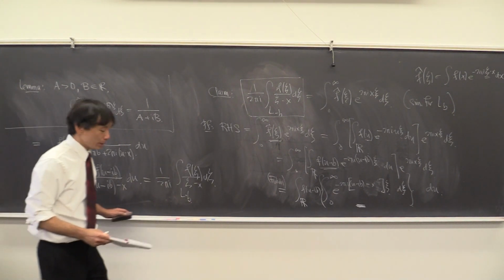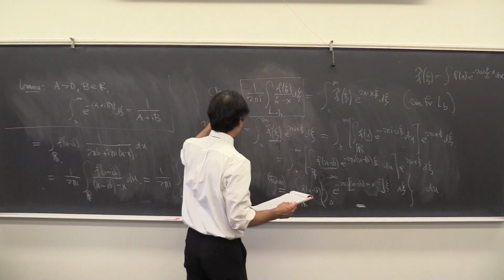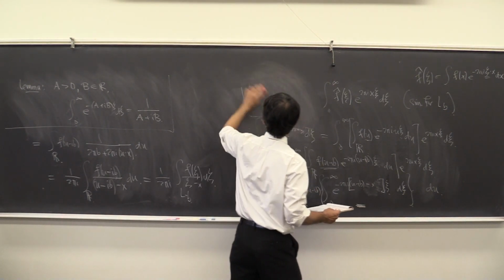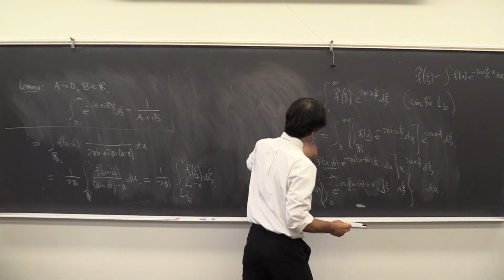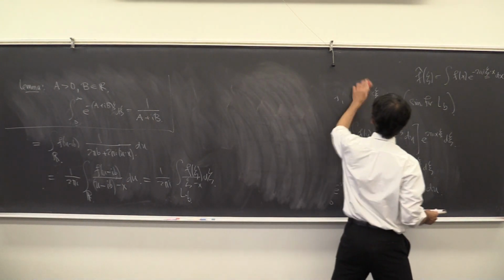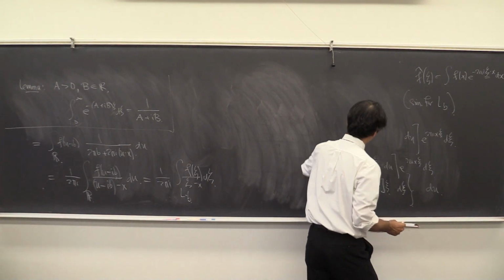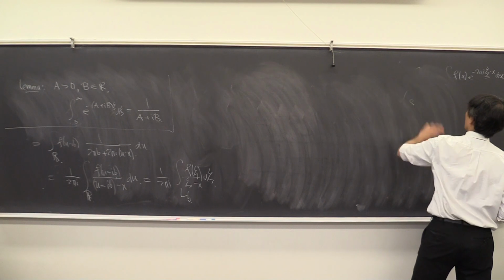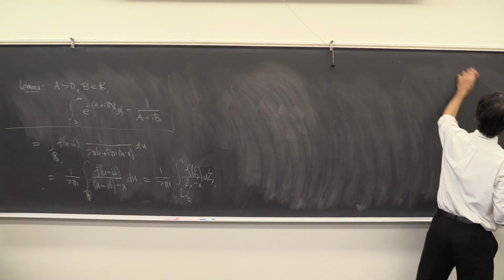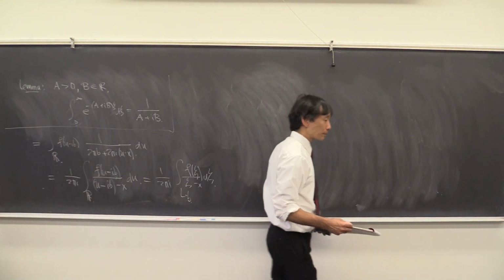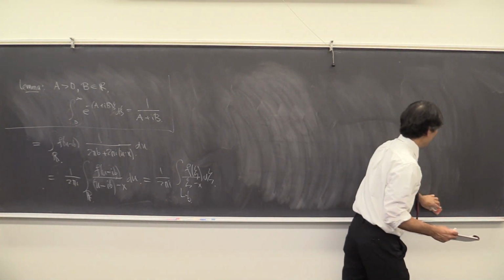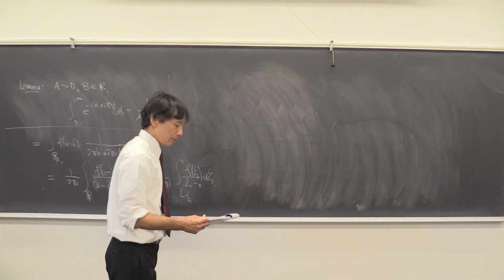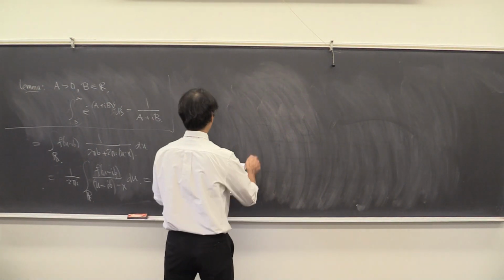Okay, the next thing we're going to do is the so-called Poisson Summation Formula. This is another significant result in Fourier analysis that has applications in number theory, as well as in other areas. We're going to prove a limited version of it.